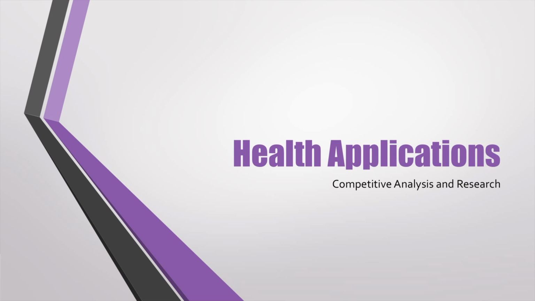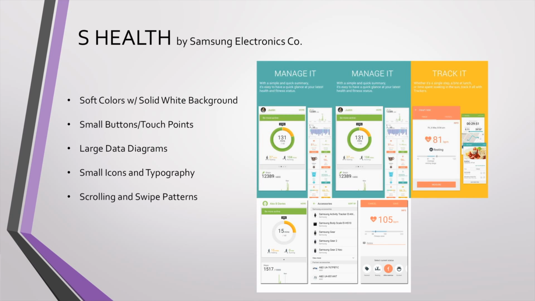So the first app I want to talk about is called S-Health, and starting with the color scheme. The app contains some soft and light colors of greens, oranges, and blues with a solid white background. I noticed this app has some small touch points, which is overrun by the amount of widgets you can use on the main screen. The app displays some nice diagrams full of user data, which is very helpful since this app should be focused more on getting the information or data out to the user rather than from the user.